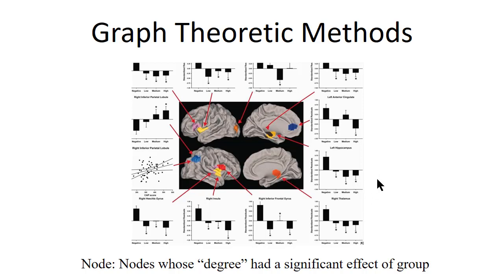So, an interesting result. This is one of the figures where we show the regions where the degree of a node had a significant effect of group, and we show in each of the nodes the breakdown across all 4 of the groups.